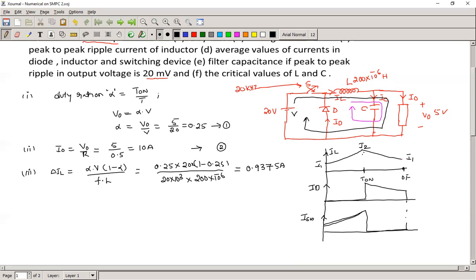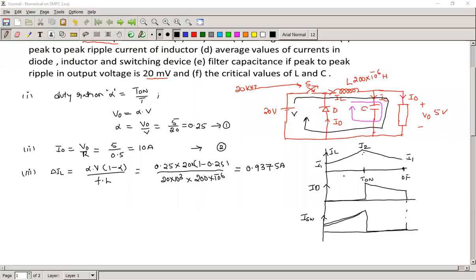Now we are going to find the average value of the diode current ID. That is the fourth parameter.